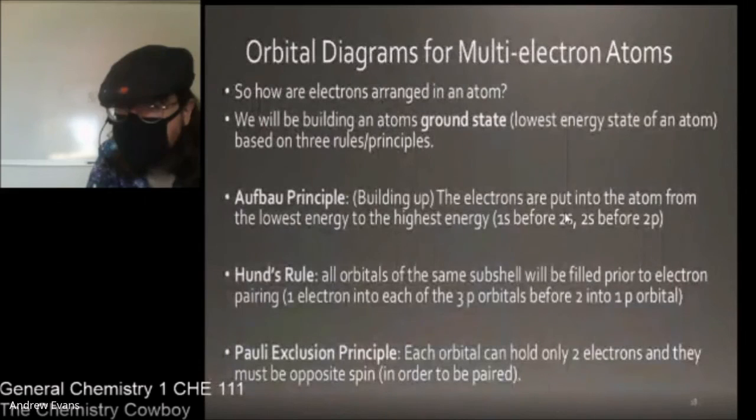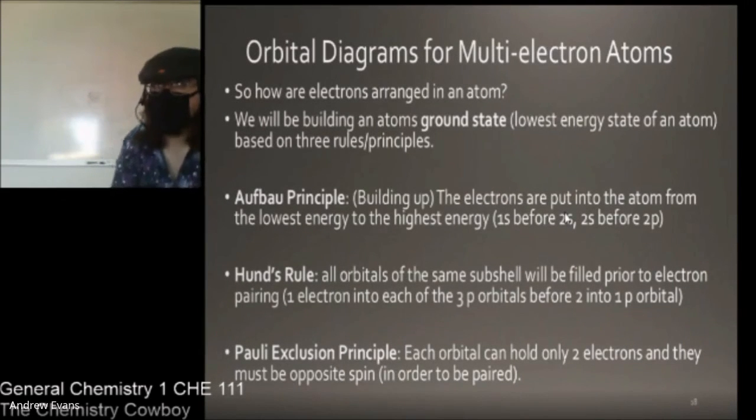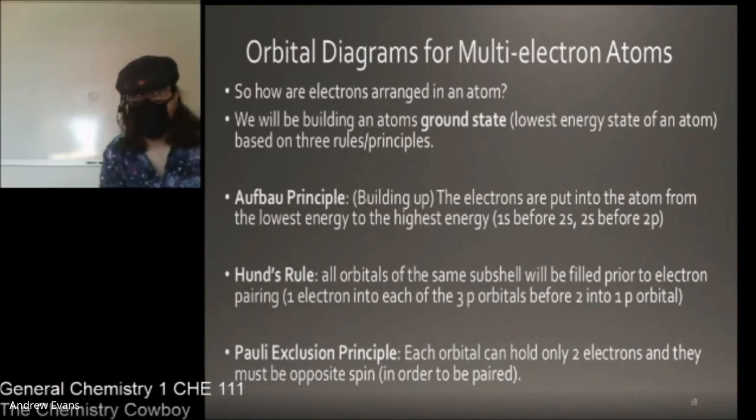But before we go any further, this is how we actually fill in the tables. How are they actually arranged? We're going to fill these in from the ground state up, the lowest energy level up, based on the following 3 rules. This might be on the homework, but you probably won't need this for the test as long as you know how to use the rules. The Aufbau principle, which is German for building up: the electrons are put into the atom from the lowest energy to the highest.